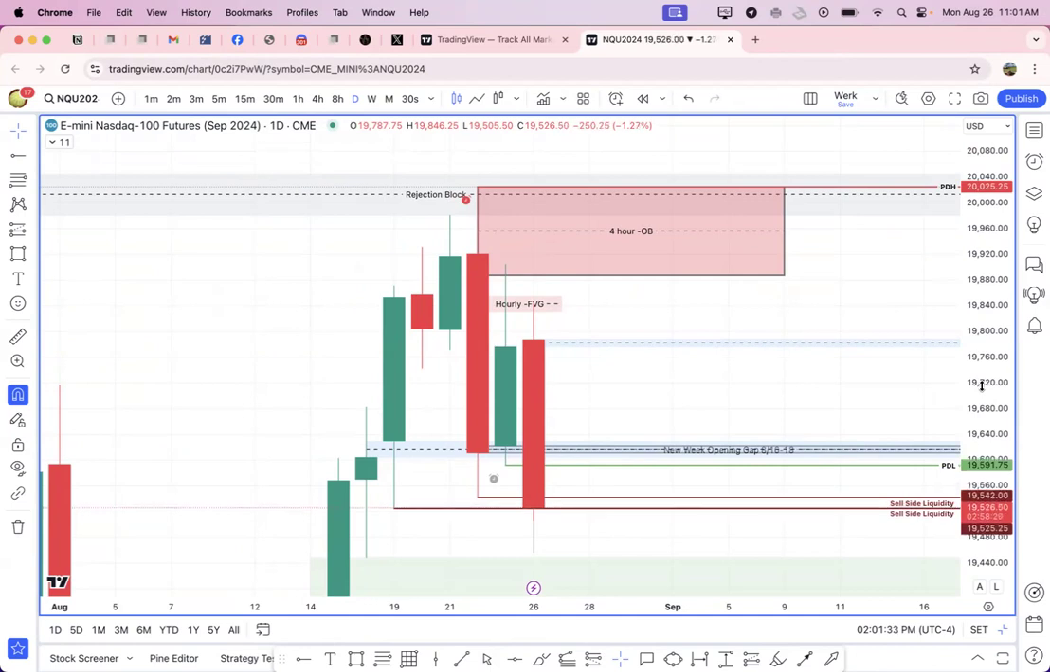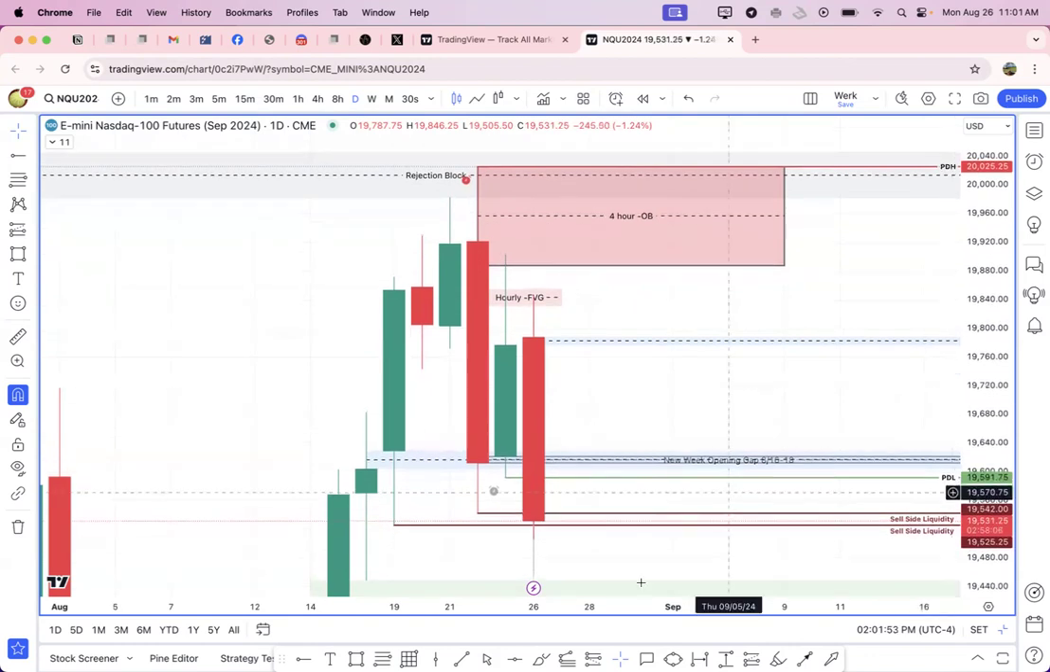My bias for today, going into the day, was that we were gonna go lower, and that's simply because we left those relative equal lows down there last Thursday. So that was good to see that that turned out.